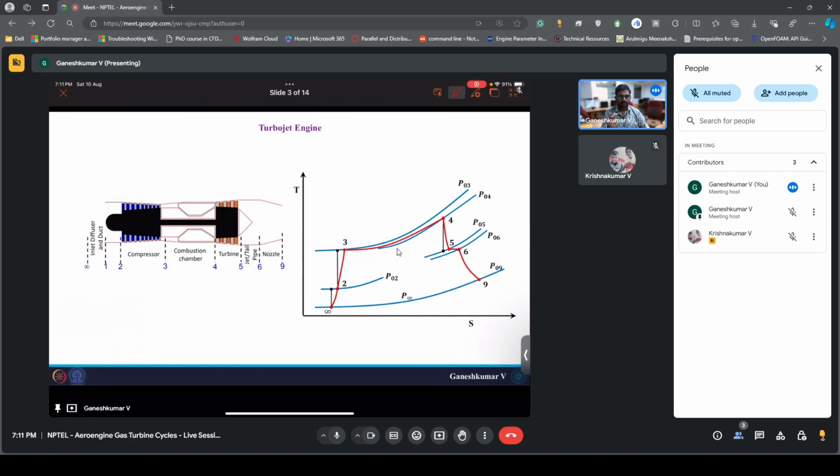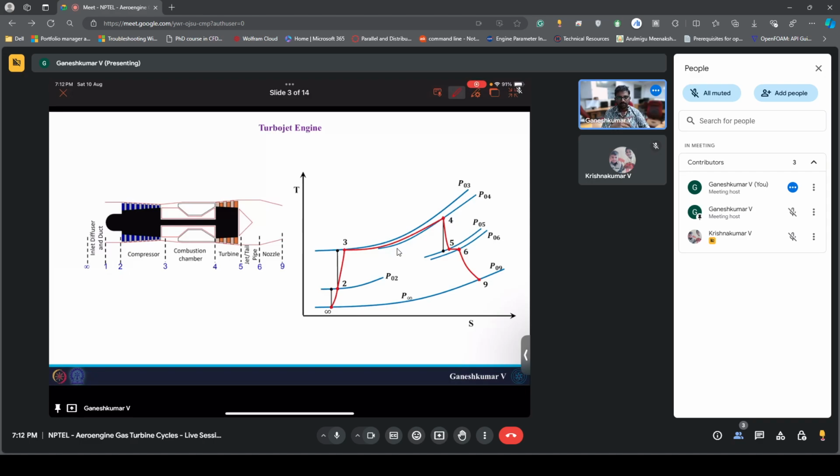And once it is in the nozzle, it further expands from 6 to 9, and this data point 9 can either lie at P infinity or it cannot. When it can lie and when it cannot, I will let you think about it. We will again address this by the end of this session.